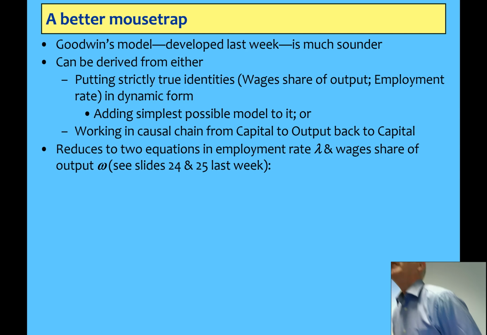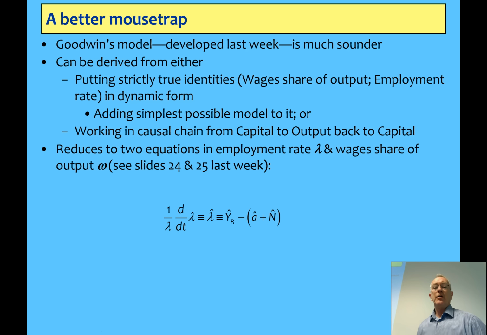So, let's roll on. To explain this in detail, it's in the slides from last week's lecture, and I'm not going to repeat that today, so take a look back and see how it was derived. Basically you can get a logical statement for the rate of change of the employment rate. It's an identity at this stage, saying that the rate of change of the employment rate is the rate of real growth minus the sum of the population growth and technical change in labour productivity. And the rate of change of the wages share of output is real wage demands minus labour productivity. Those are absolutely true statements.